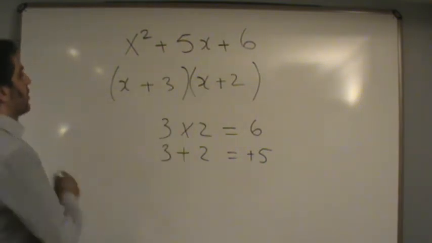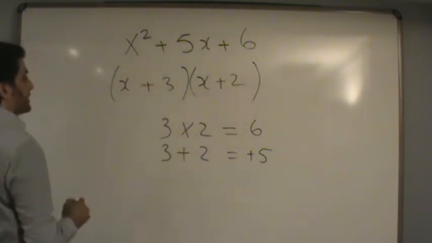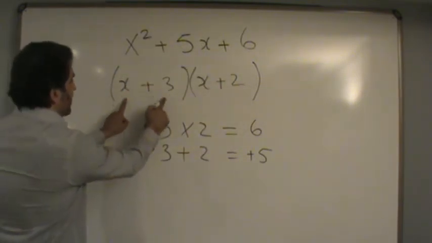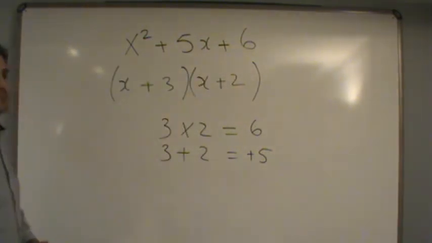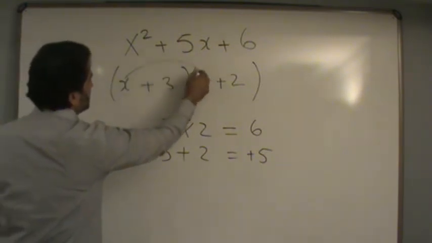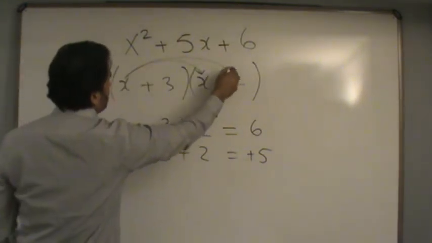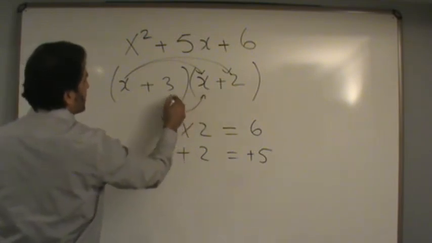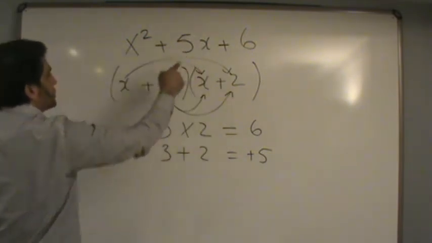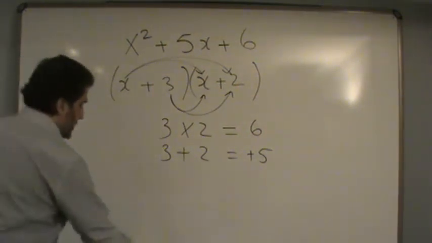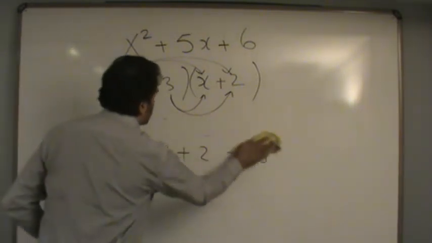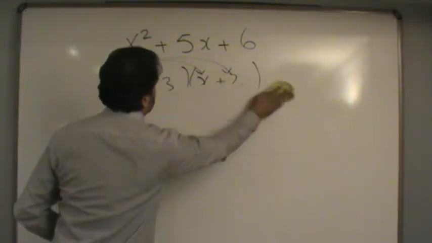Because if you were to check your solution, all you have to do is expand the brackets, multiplying everything in this bracket by this bracket, in order to get back to the original equation. Let's try. x times x, then x times positive 2, 3 times x, and also 3 times 2 will get you back to x squared plus 5x plus 6 once you simplify and collect like terms.